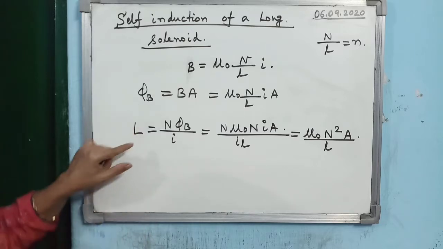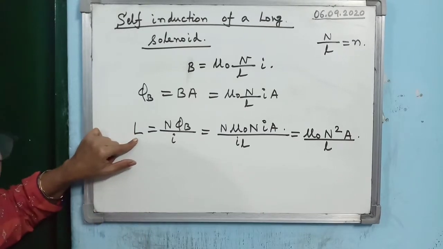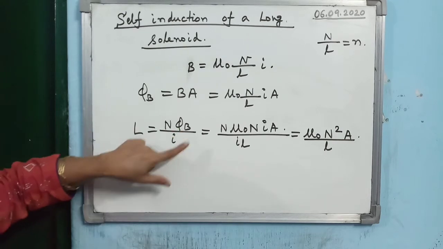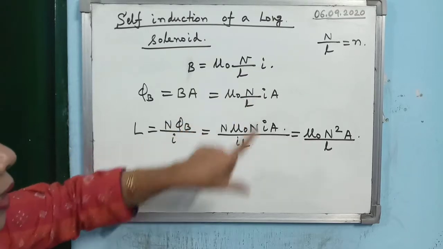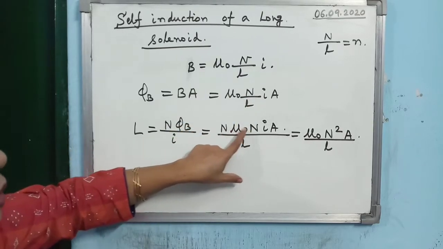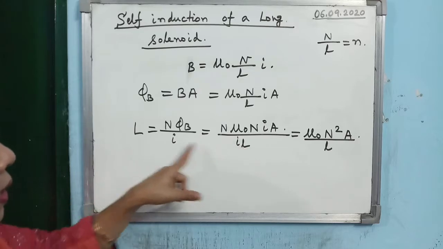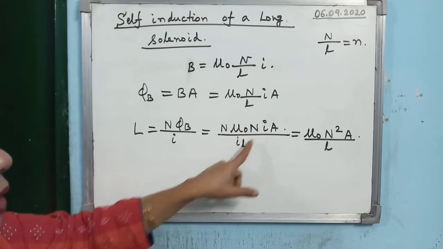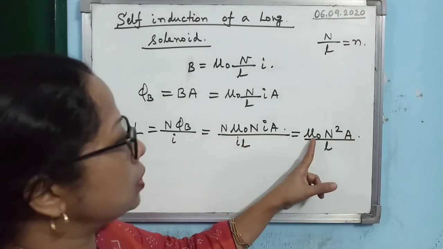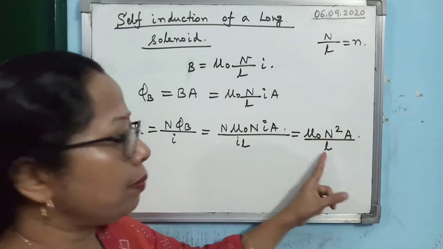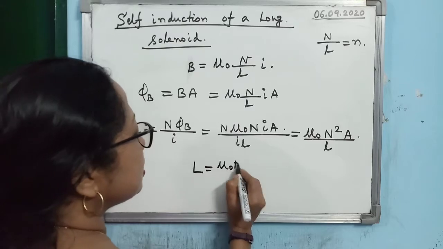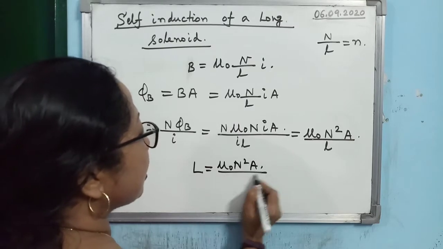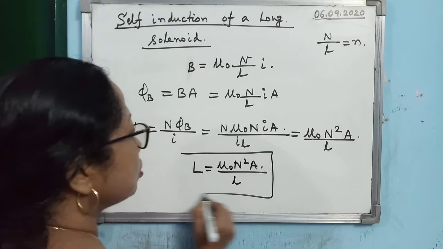So you see, what will be the coefficient of self-induction or self-inductance of the solenoid L? It will be N phi B by I. So if you substitute phi B, you see here another N is there. So it will be N mu 0 n I A by I here in the denominator. I cancels. So you are getting mu 0 n square A by L. So this is the relation you must remember. This is the self-inductance of a long solenoid.